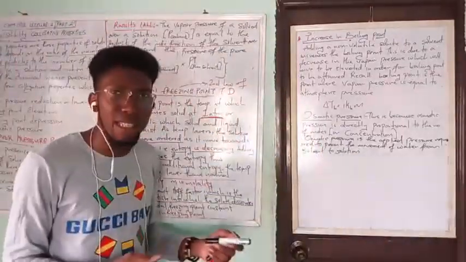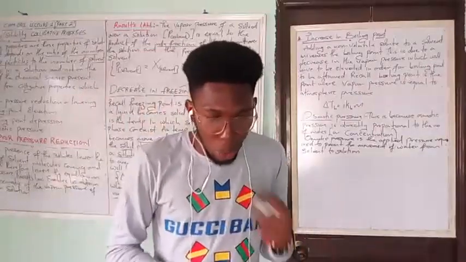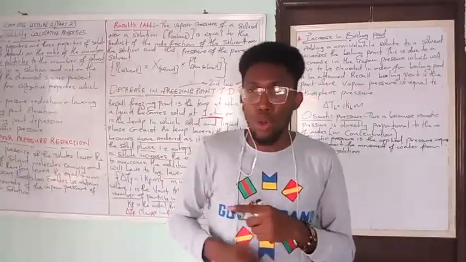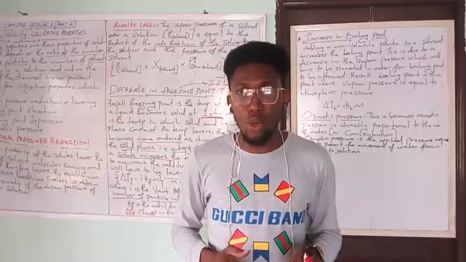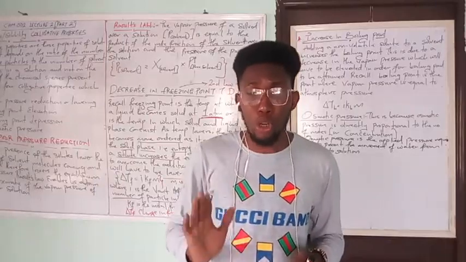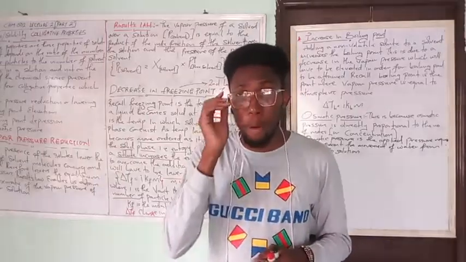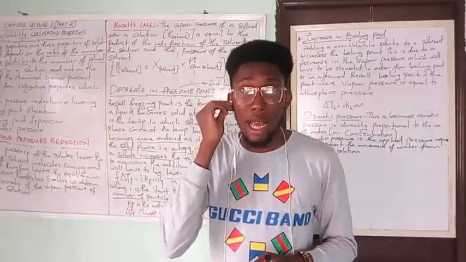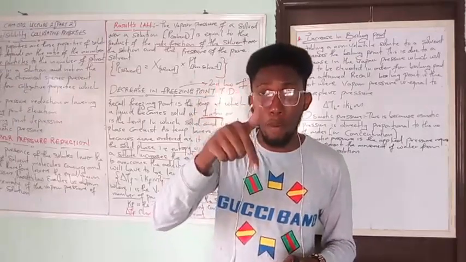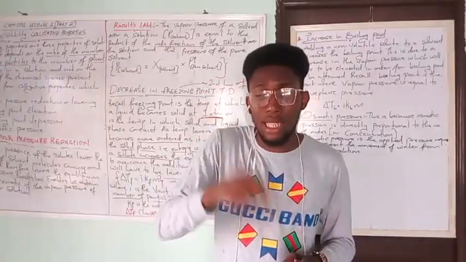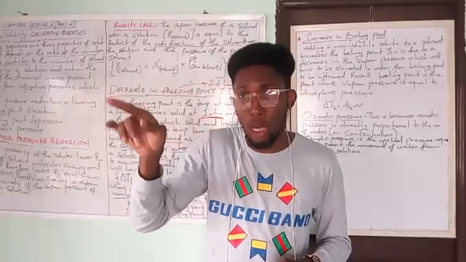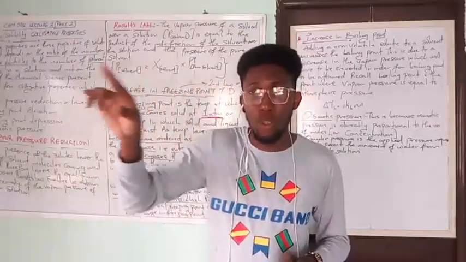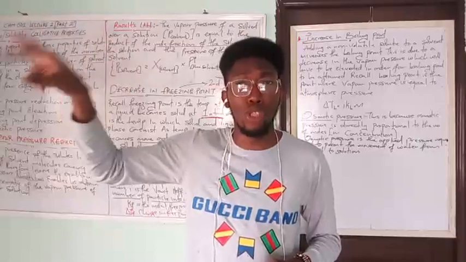It's a very, very easy phenomenon. Water is at 100 degrees Celsius. You add a solute. Adding the solute, we know that the vapor pressure will reduce. And we know that for water to reach its boiling point, the vapor pressure has to be equal to the atmospheric pressure. Remember, atmospheric pressure will not change.